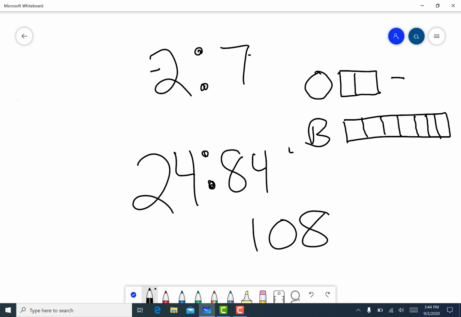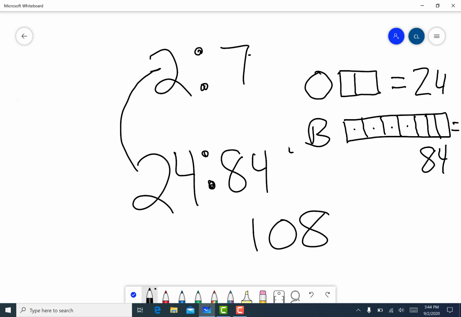All right, so this would have to equal 24, which means each square equals 12, and this would need to equal 84. Again, each of these blocks would equal 12. And that's how you create a tape diagram, 2 to 7, which is also equivalent to 24 to 84.